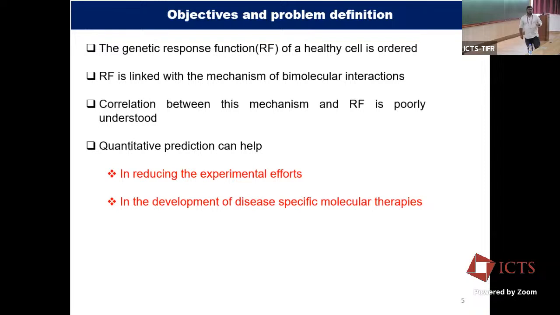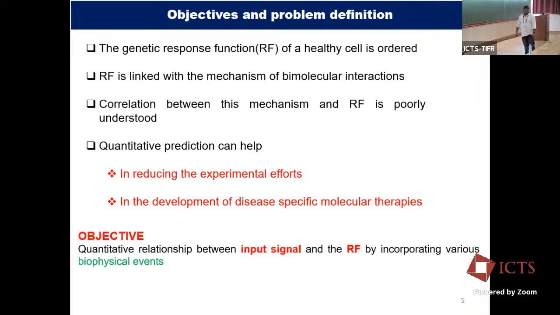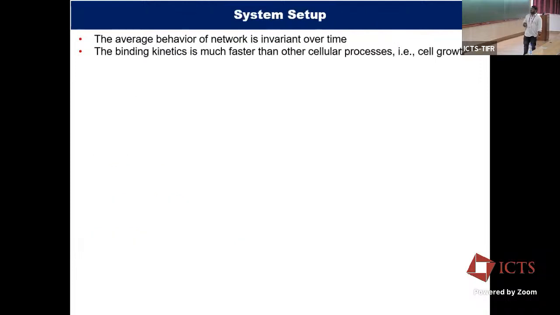So if we are able to understand this mechanism, then how will it help us? It will help us in reducing the experimental efforts by forecasting the outcomes and in the development of disease-specific molecular therapies. So then we made an objective for us. What is our objective? That we want to study this relation between input signal and response function by incorporating various biophysical events. For example, the ones which I have discussed previously.